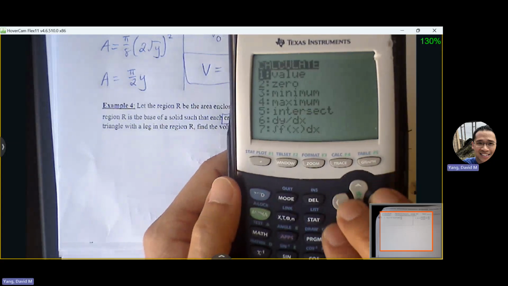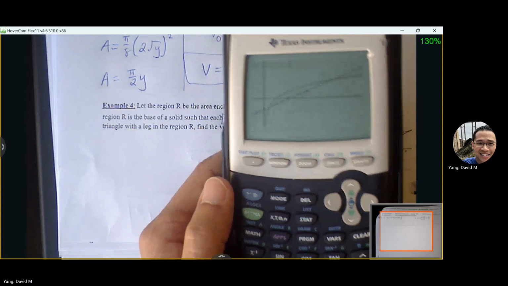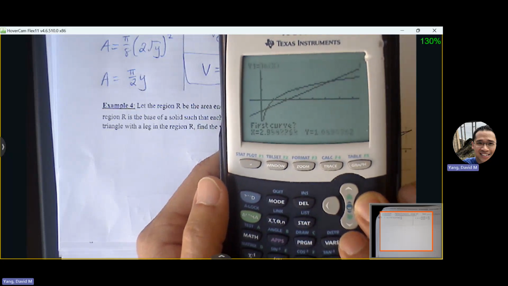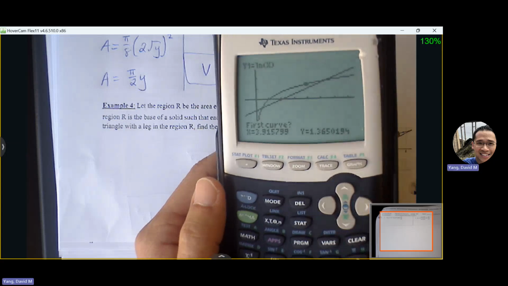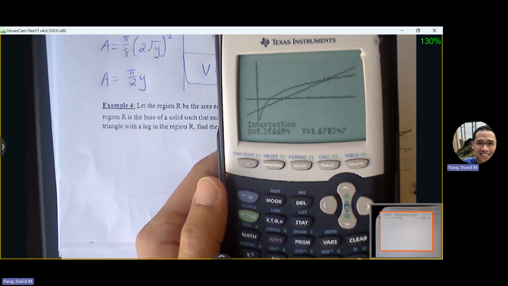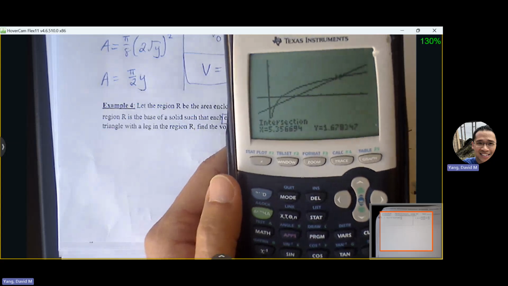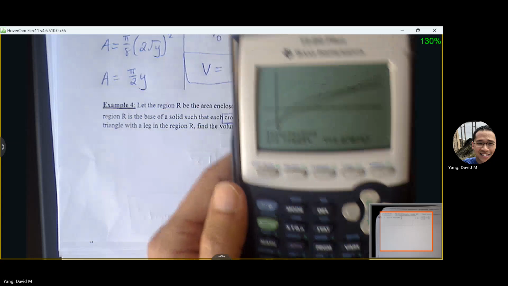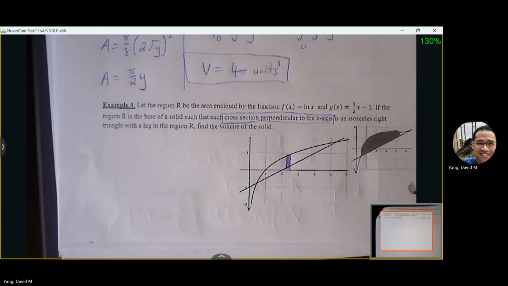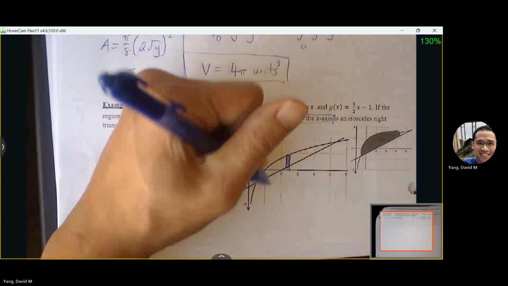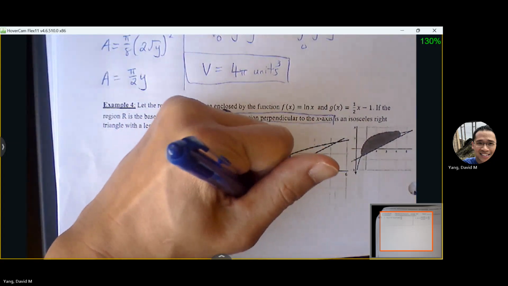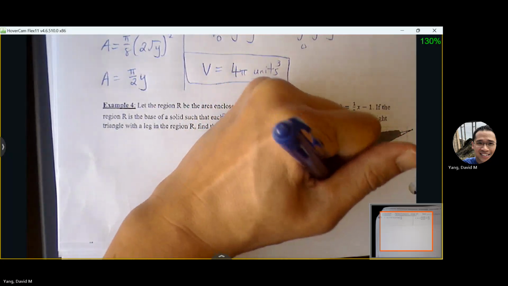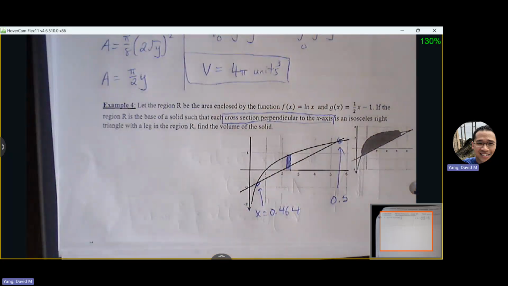And then we'll try again. Second trace intersect. Now I'll pick a point close to the right intersection so the calculator knows which one to look for. Hit enter, enter, enter a third time. It'll find that intersection on the right. 5.356 or 5.357.